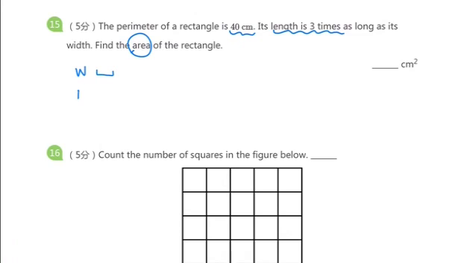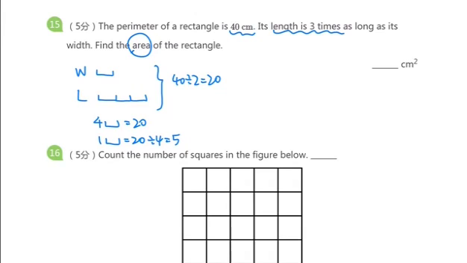So here we have 1, 2, 3. But this time be careful. The sum is not 40. So it should be 40 divided by 2 equals to 20, because here we only have 1 length and 1 width in the diagram. So now we can see 4 line segments equals to 20. 1 line segment equals to 20 divided by 4, which equals to 5. So we know that width is 5. And for length, here we have 5 times 3, which equals to 15 centimeters.